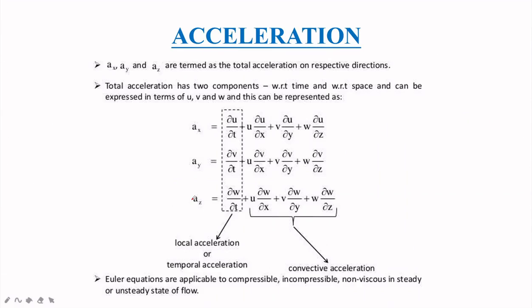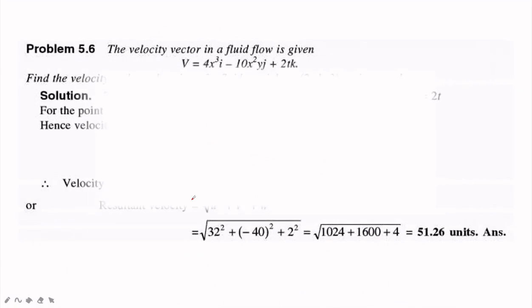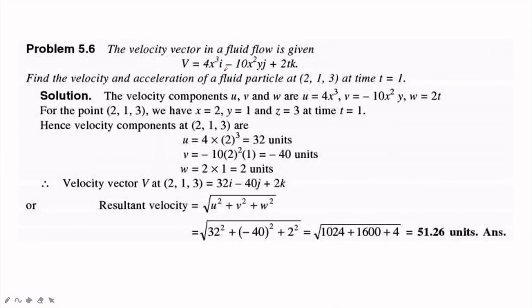This is important, so we have to compare with this. Once we compare, V is equal to 4x cube i minus 10x square yj plus 2tk. Find the velocity and acceleration of the fluid particle at 2, 1, 3 at a time t equal to 1. So how is the solution? The velocity components u, v, w are: u is equal to 4x cube, since the term is u into i. Next, v is equal to minus 10x square into y. And w is equal to 2t. We are comparing with the standard equation.